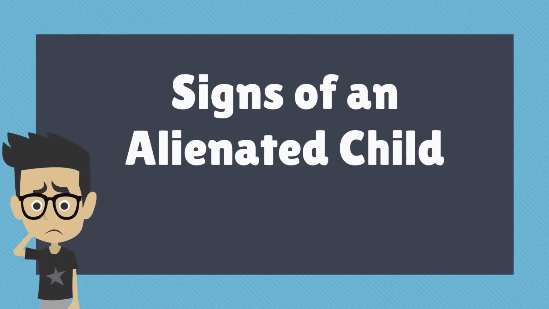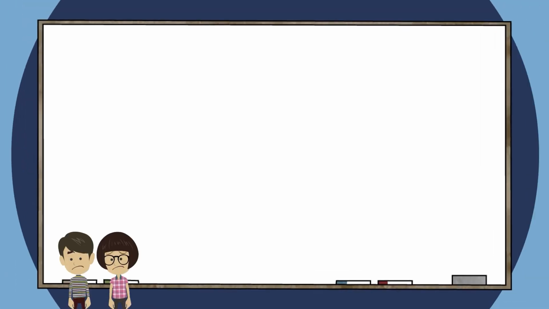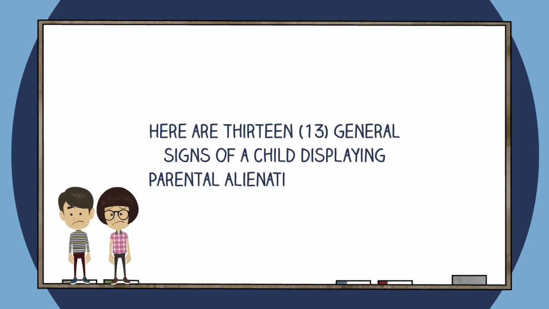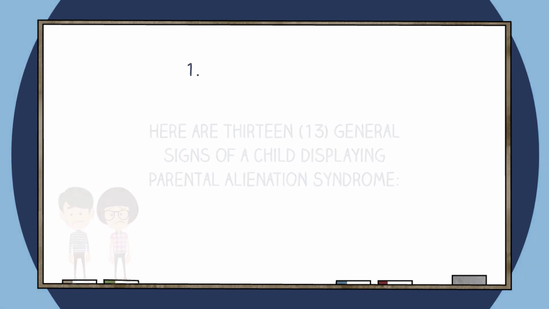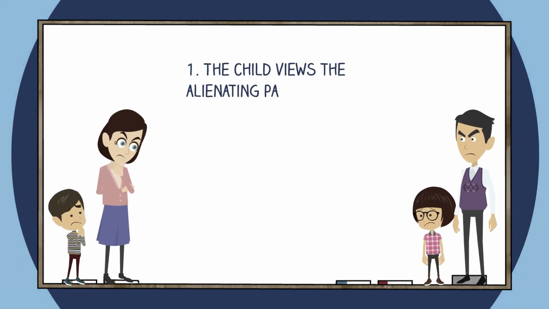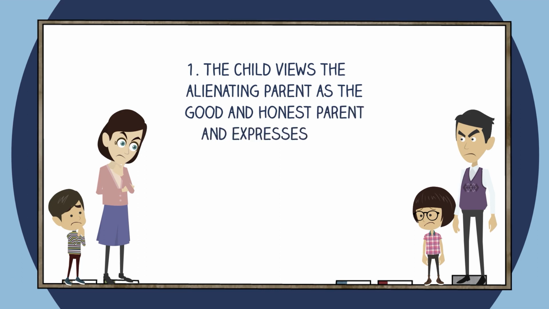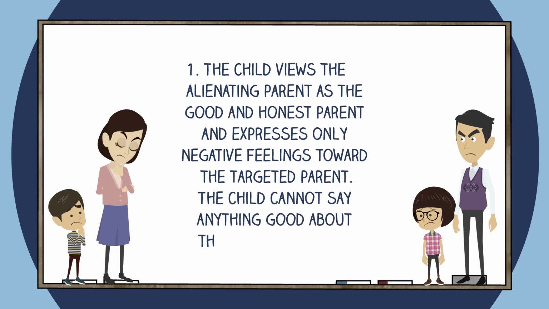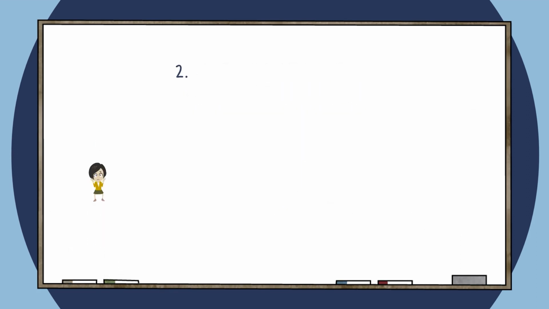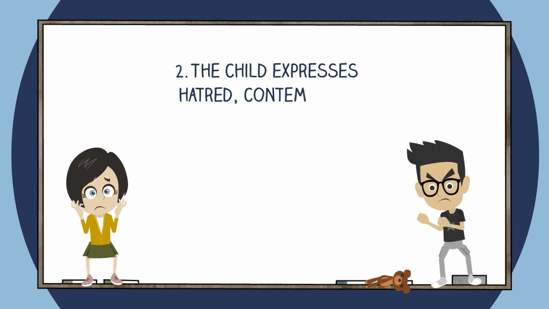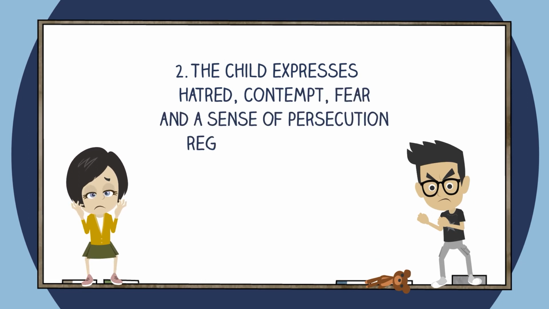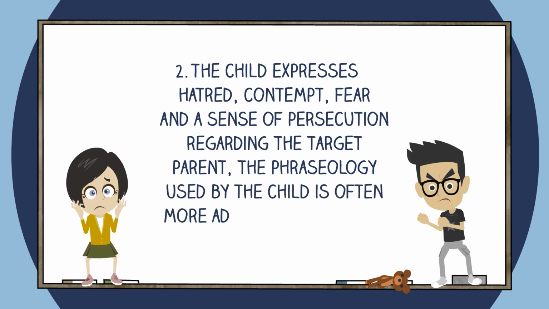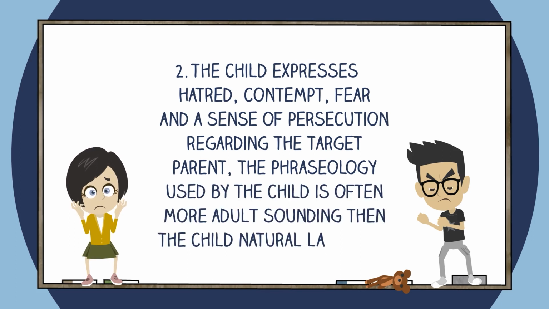Signs of an alienated child. Here are 13 general signs of a child displaying parental alienation syndrome. 1. The child views the alienating parent as good and honest and expresses only negative feelings towards the targeted parent. The child cannot say anything good about the targeted parent. 2. The child expresses hatred, contempt, fear, and a sense of persecution regarding the targeted parent. The phraseology used by the child is often more adult-sounding than the child's natural language.